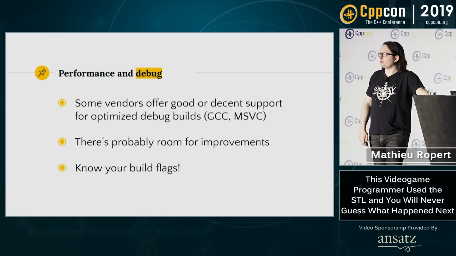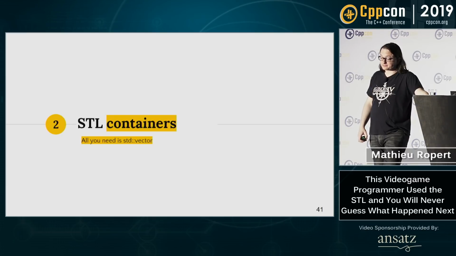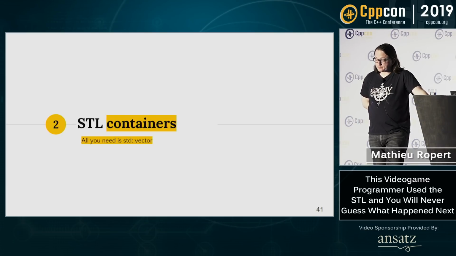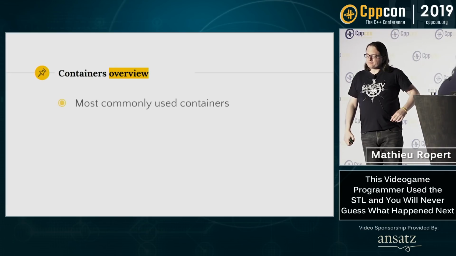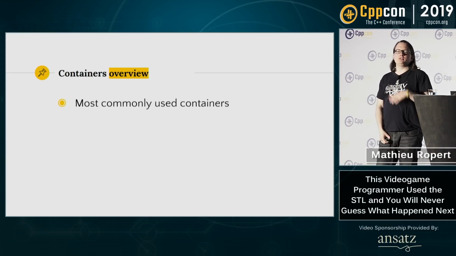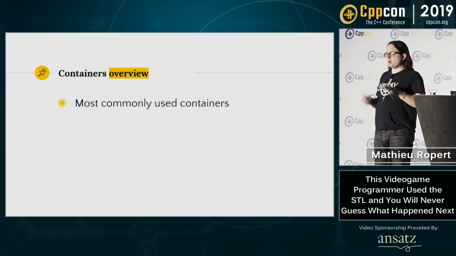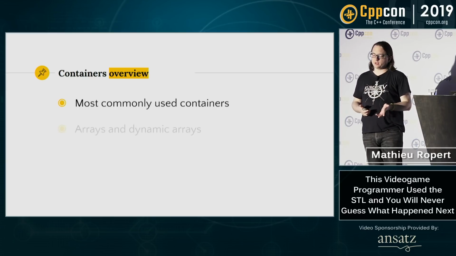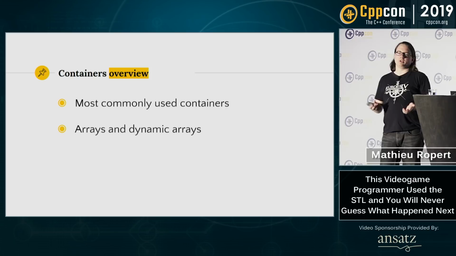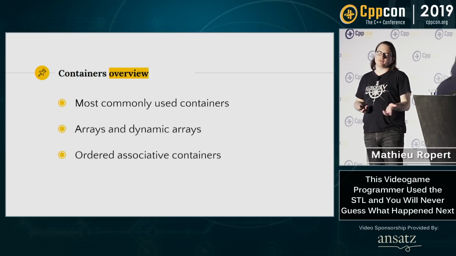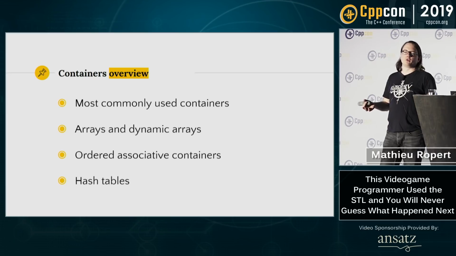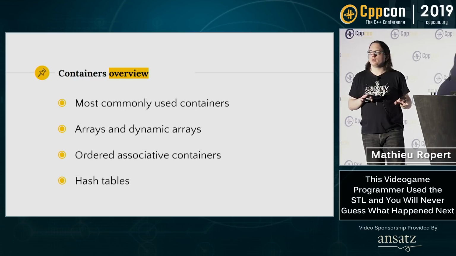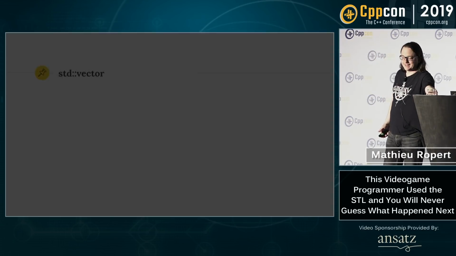Know your build flags. Oh, sorry, that's the second slide about build. Anyway, let's talk a bit about those containers now. So, again, I need to cut slides every time I rehearse this talk, so I'm just going to try to focus on the most used containers. So we're going to talk arrays, dynamic arrays, associative containers, and hash tables. That's basically the big 4 things you use. I mean, you guys know you shouldn't be using lists, right? Good.